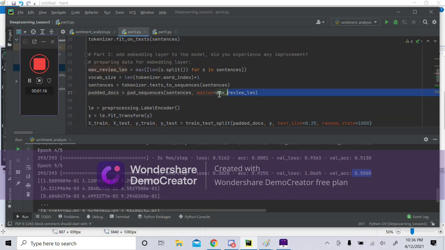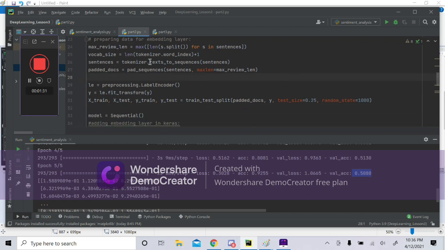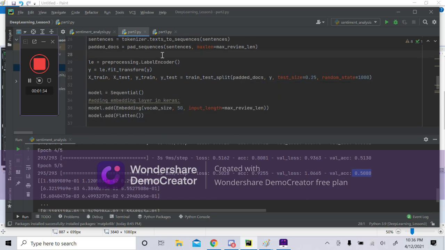So we have to prepare the data for the embedding layer by finding the max review length, which is the input length, and the vocab size, and then we do the same stuff here with the sentences. And we do padded docs so that we can pad the length for each of the sentences. So we do the same processing, only here we do the padded docs instead of sentences.